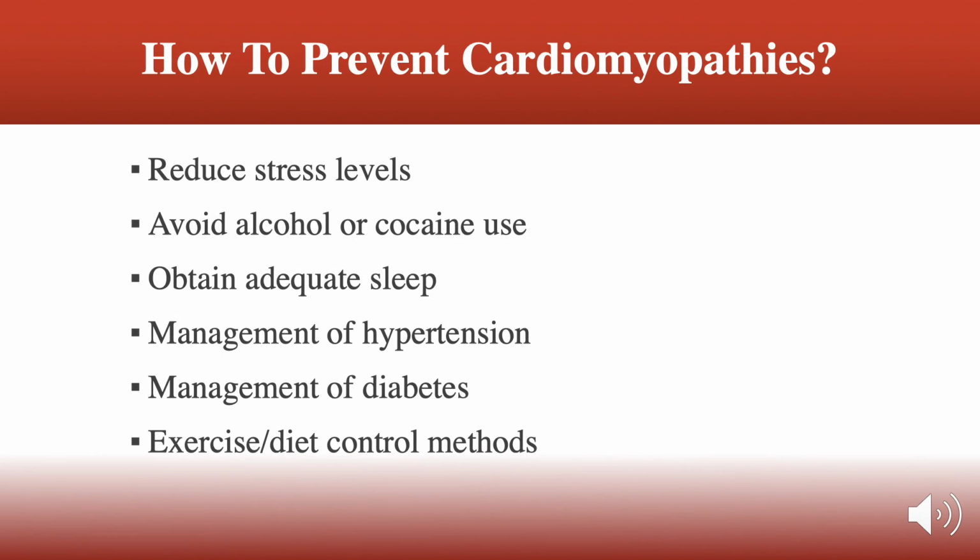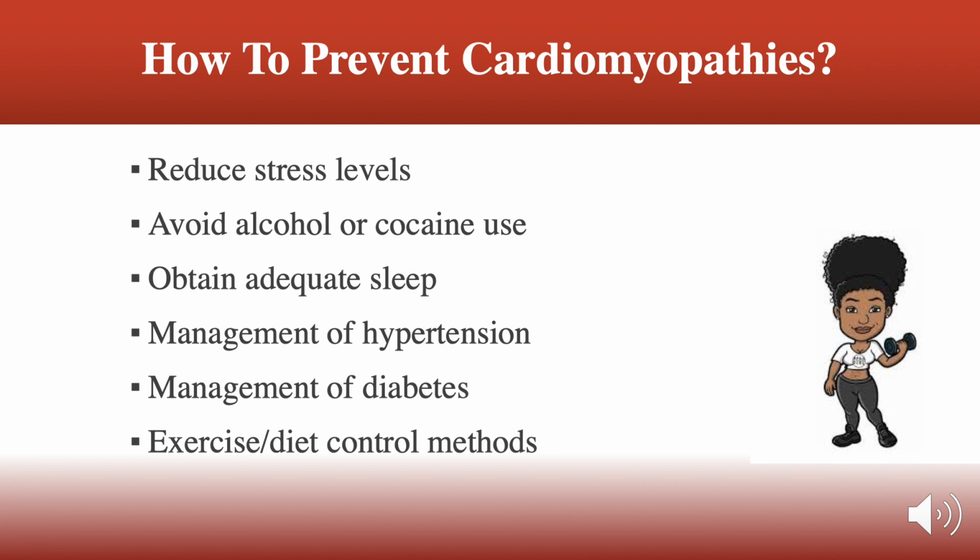How to prevent cardiomyopathies? We have to tell patients to reduce their stress levels and avoid alcohol or cocaine use. They must obtain adequate amounts of sleep, manage their hypertension, and that comes with early detection of hypertension, which is also known as the silent killer, and implement exercise and diet control methods. Exercise is extremely important.